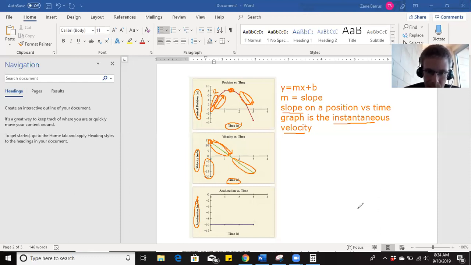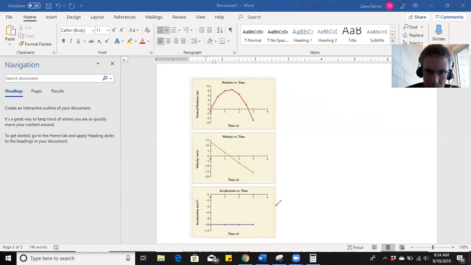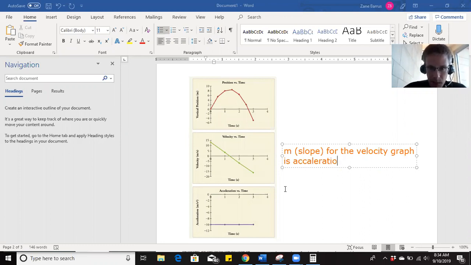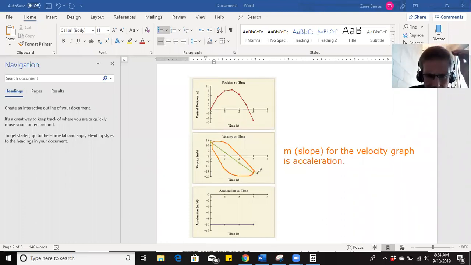And lastly, the same kind of thing holds true for the acceleration graph. Kind of the same thing we talked about above: m, the slope for the velocity graph, is acceleration. If you take a look at the slope of this velocity graph right here, this straight line, it's got a slope that's going down.